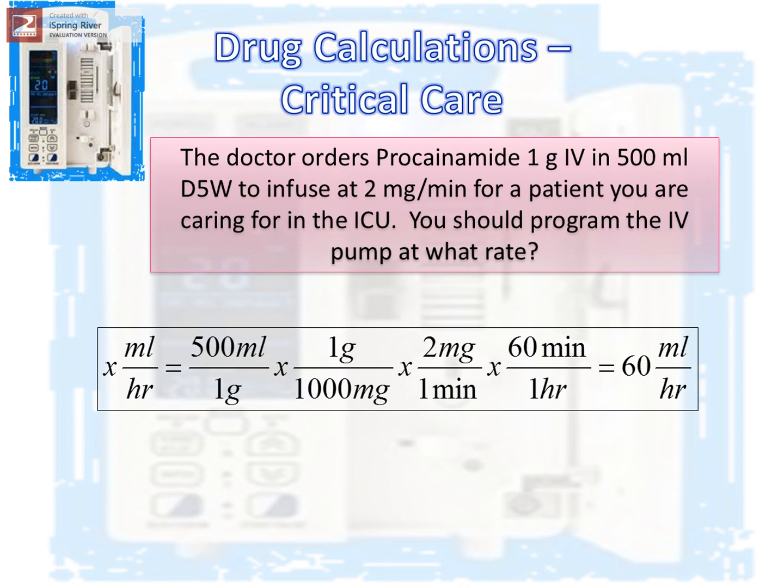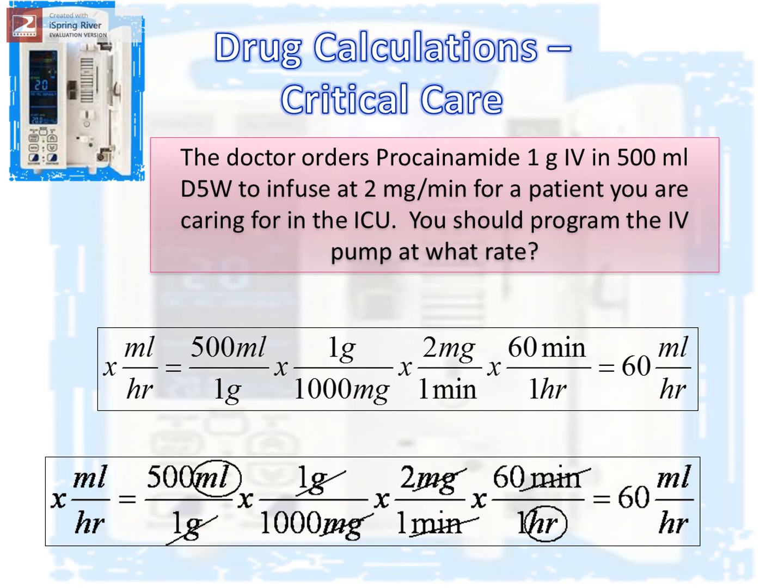You don't, but you do see milligrams, and we know the conversion factor for grams to milligrams, so we're going to say 1 gram over 1,000 milligrams. There's our conversion factor. And so milligrams is on bottom and grams have canceled out. Milligrams on bottom, we don't want milligrams because it's not part of our requested unit, milliliters per hour. So we're going to put milligrams on top.